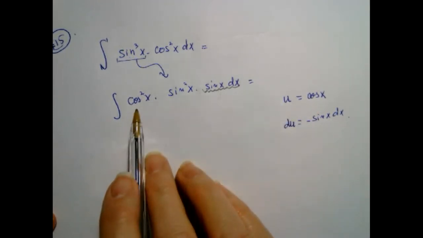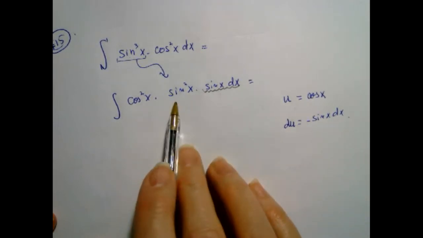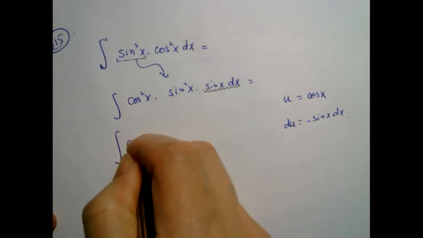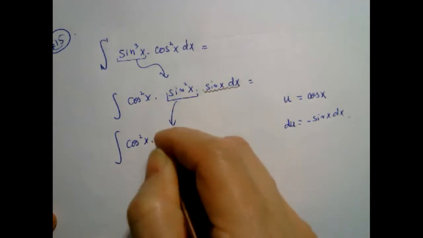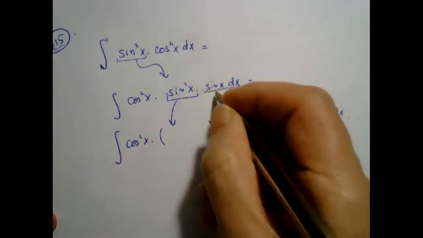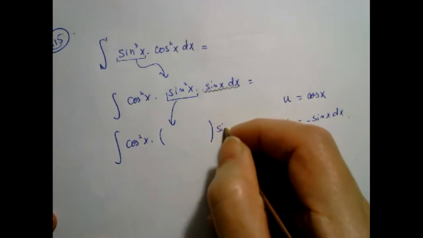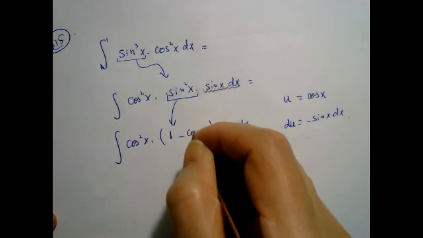It means that cosine square is acceptable. It's sine square I can't keep. This has to be substituted in terms of u. So I will do one more step and then we'll do the substitution. I don't want sine anymore, so this has to be in terms of cosine. And this term is safe because it's going to be picked up by that. So this will be safe in terms of du. This has to be 1 minus cosine square.